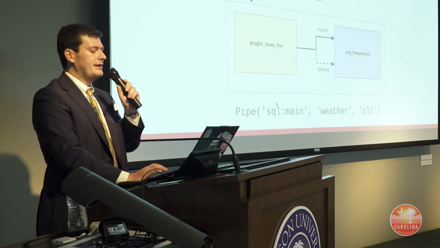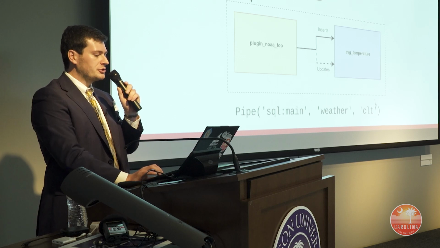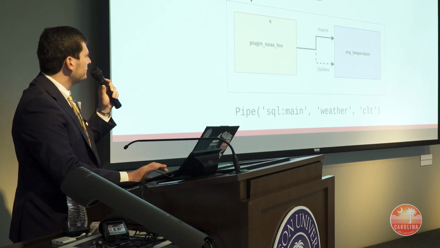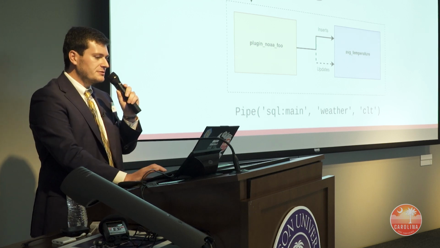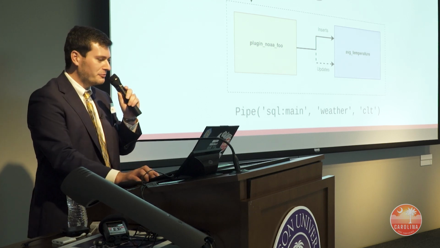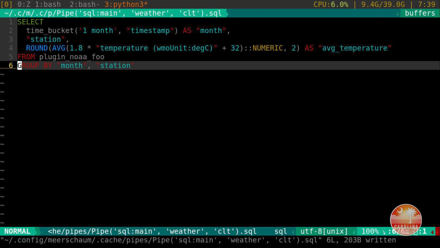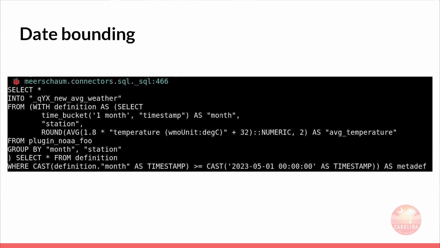So in this case, a SQL main weather Charlotte is chained onto that plugin NOAA foo, but the transformation is all in SQL. So nothing is loaded into RAM, rocketing your performance. Here is the definition of that transformation. So I just want to take the average monthly temperature and convert it into Fahrenheit. Here's that date bounding. It'll take that definition, wrap it into a meta CTE, and perform the date bounding we talked about from the diagrams for you.